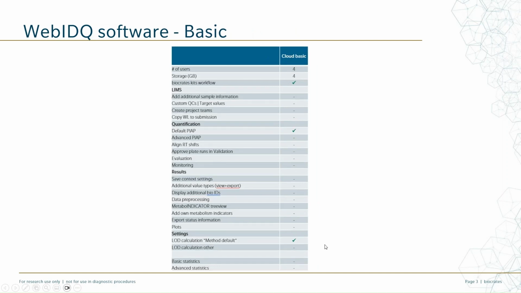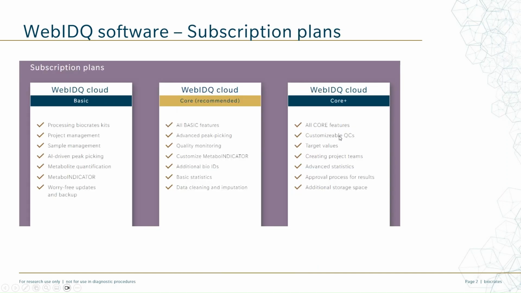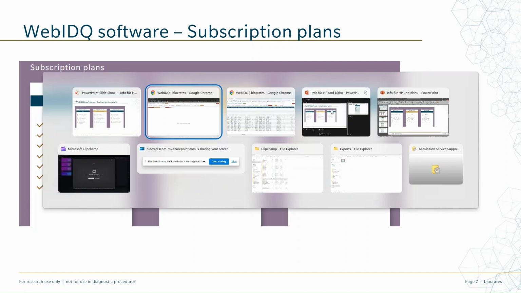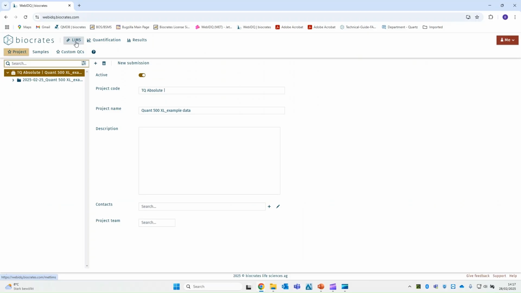Now the next is Core Plus. Again, I will go back to the WebIDQ user interface. The Core Plus is designed for larger teams or big projects. This plan gives you access to all the features. The extra tools, for example, data preprocessing, approved plate runs, and advanced statistics are available with this plan. We recommend this plan to organizations who measure more than 1,000 samples per year and or need certain extra features.